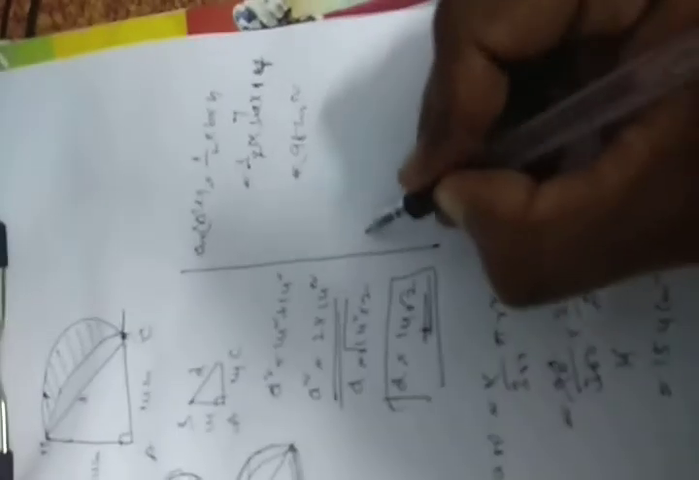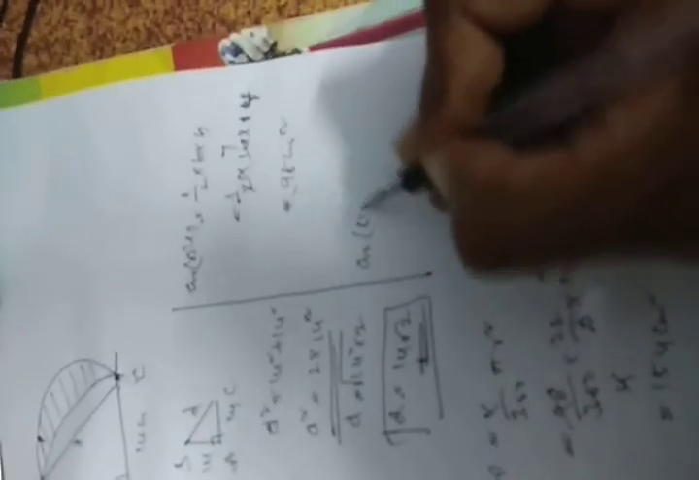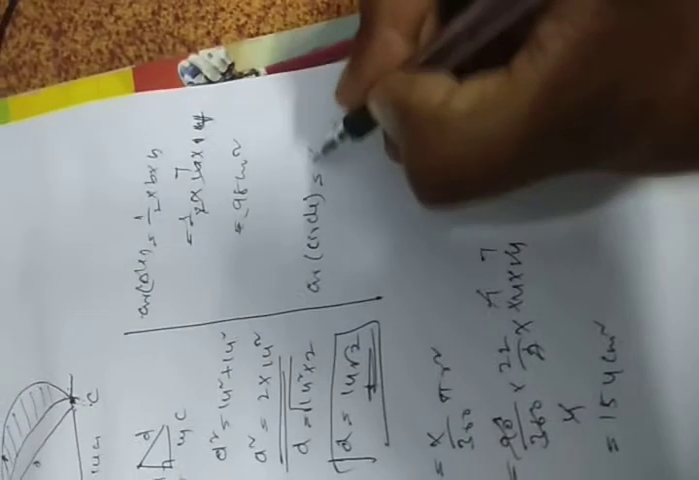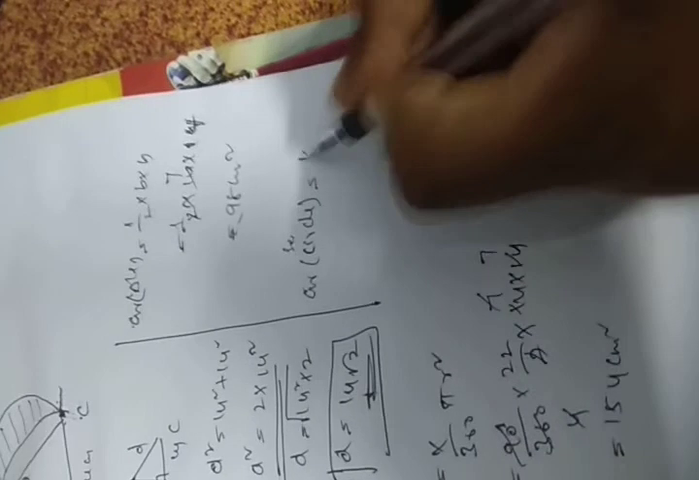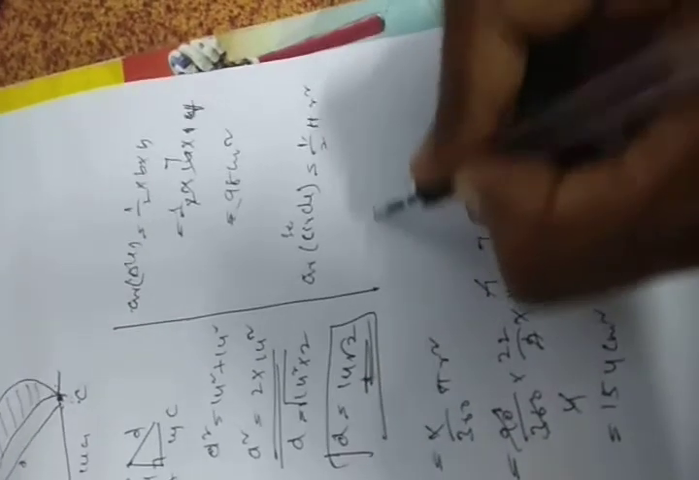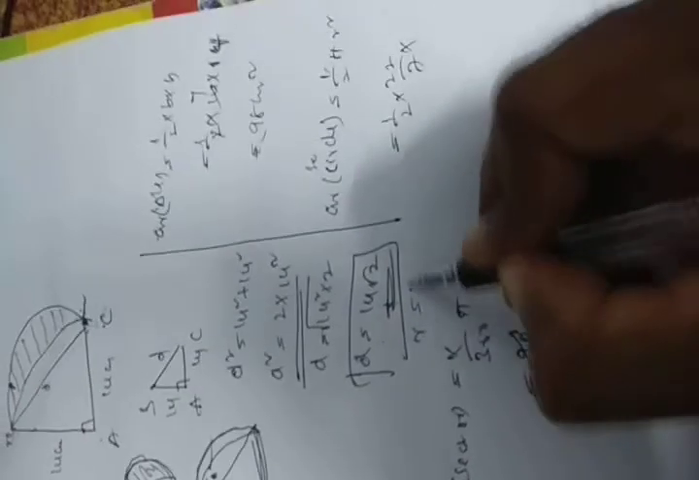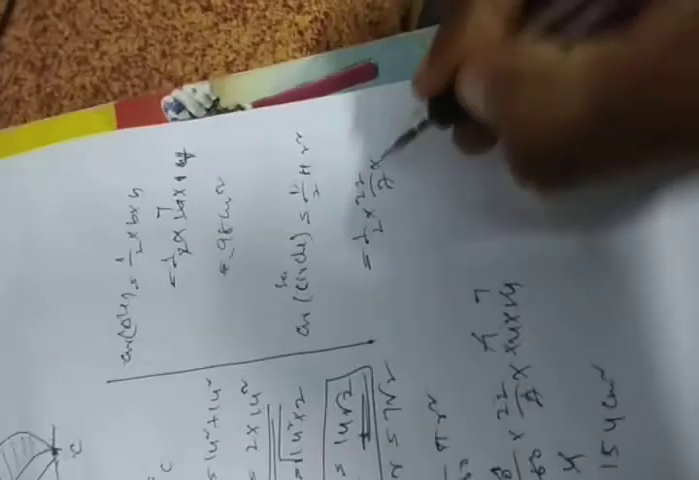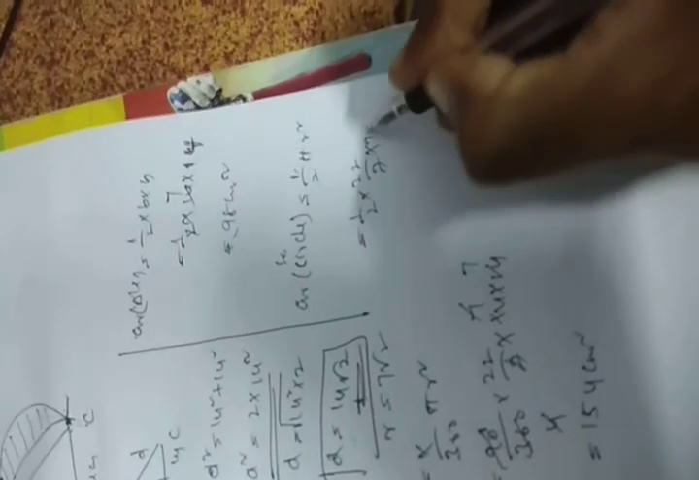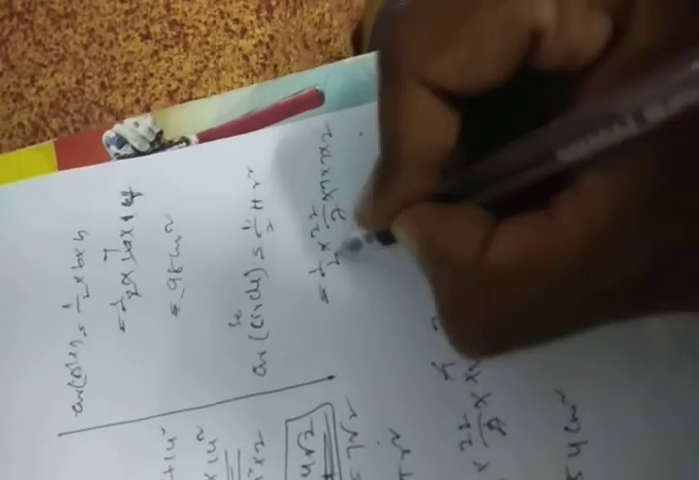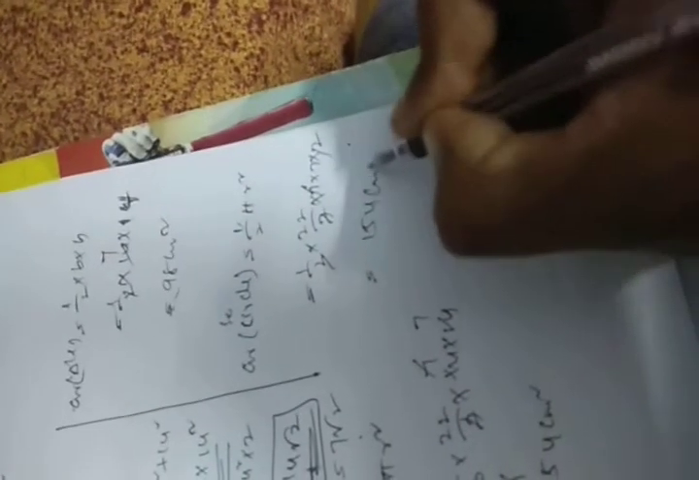Next, area of the semicircle. What is the area of the semicircle? Half pi r square. So half into 22 by 7 into radius. I don't know the radius, but I got the diameter, so the radius will be 7 root 2. So r square is what? 7 into 7 and root 2 square is 2. So 2 will be cancelled, 7 will be cancelled, 22 times 7 gives 154 centimeter square.